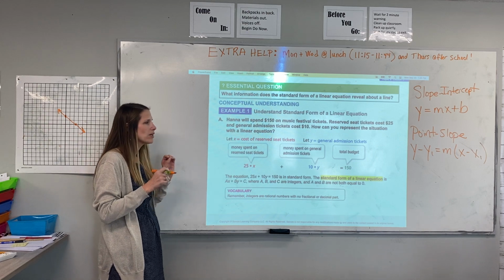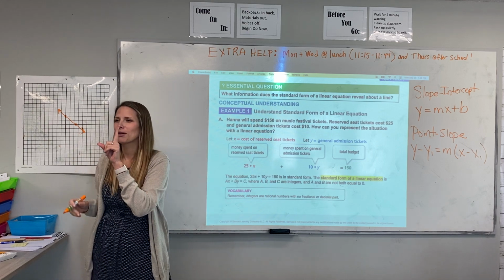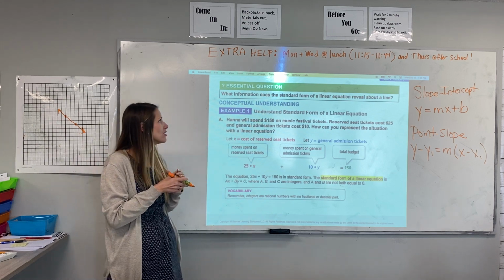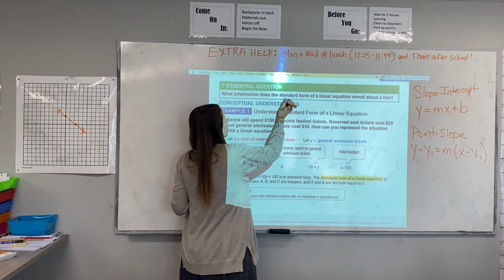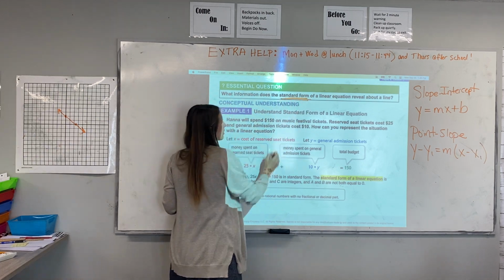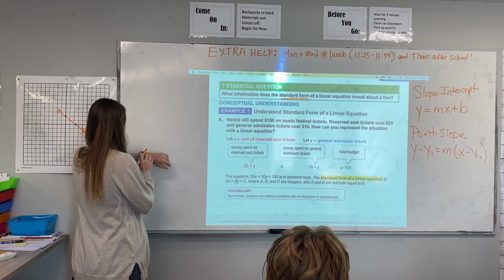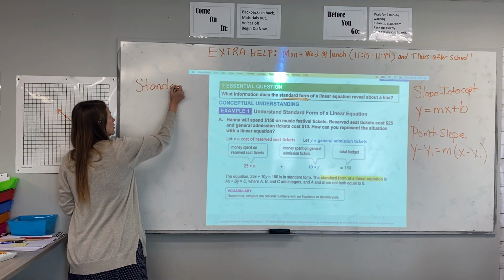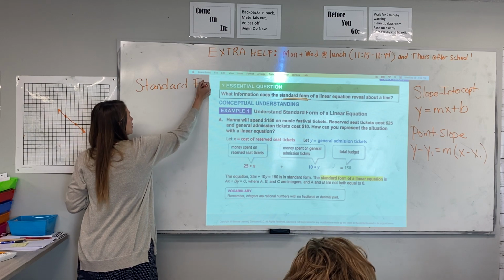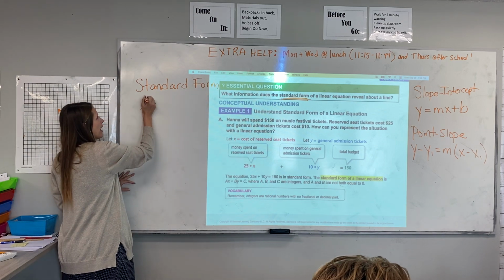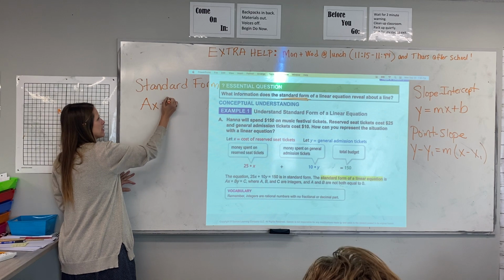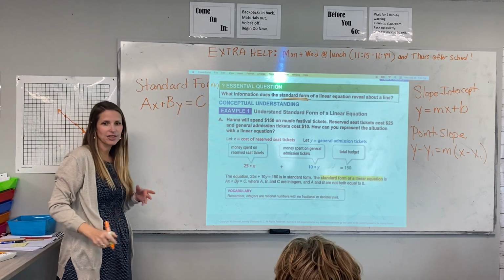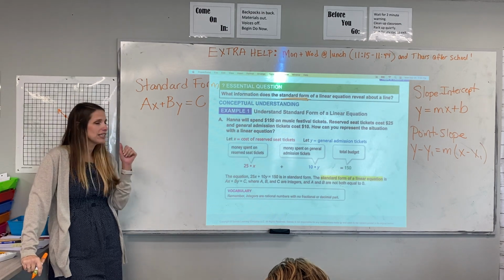So, today we are adding one more form, so that it's a perfect trio of linear equation forms. And it is called standard form. Okay, so standard form looks like this: Ax plus By equals C. And that is going to look really weird to you guys. If I'm writing, you're writing.